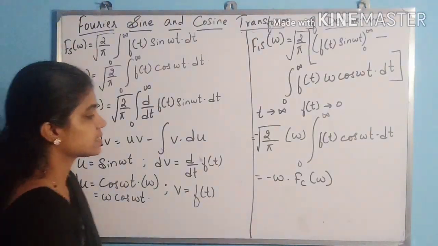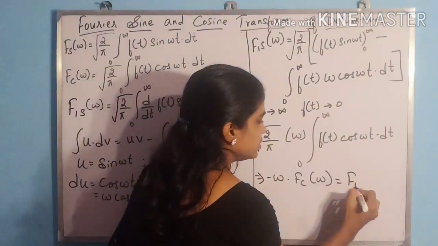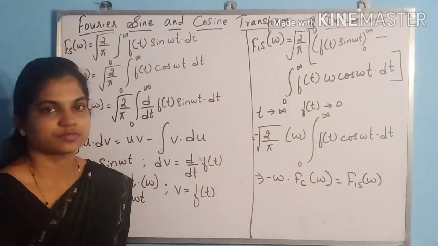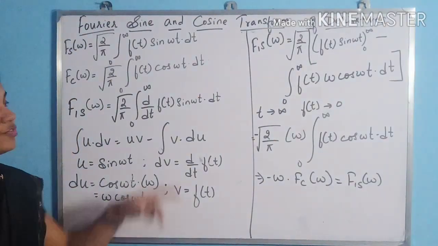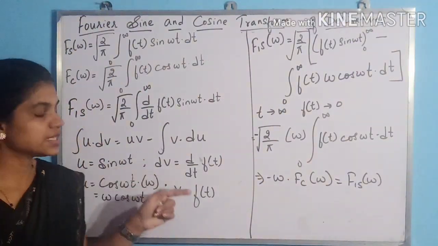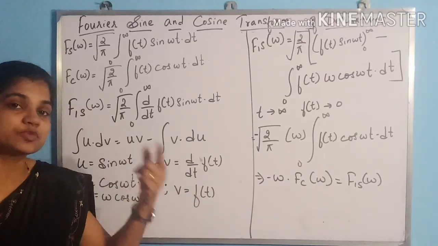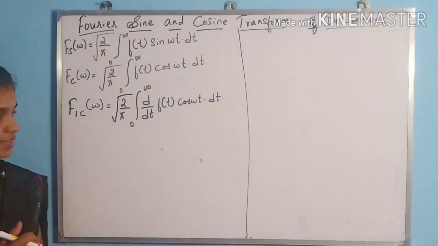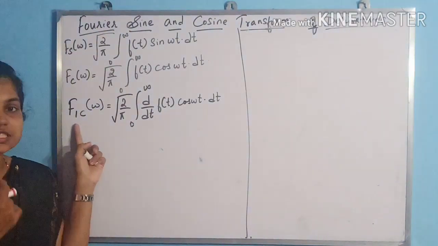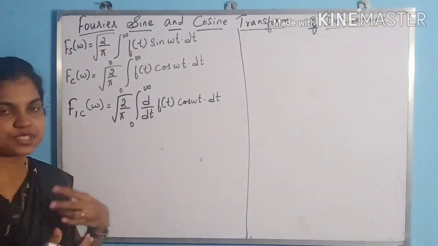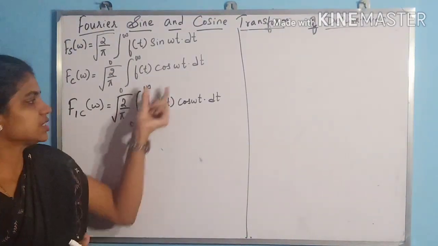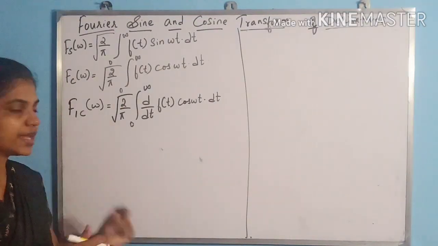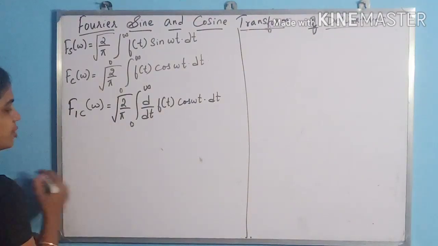So this is the Fourier sine transform's first derivative. Fourier sine transform of first derivative. So let's see what is the Fourier cosine transform of the first derivative. Now the Fourier cosine transform of the first derivative I denoted as f1c of omega, and the same steps again. So root 2 by pi 0 to infinity d by dt of f of t cos omega t dt, right? So again we are going to integrate by parts. So what is our formula?